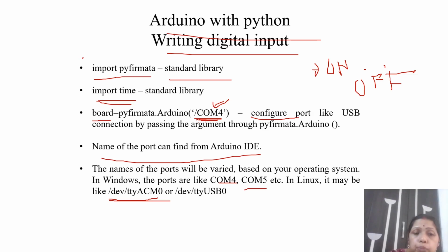Import pyfirmata, import time, then you have to mention board equal to pyfirmata.Arduino with the port number. After that, you have to write the main set of instructions, for example if you want to blink the LED. This I will discuss in the next lecture.